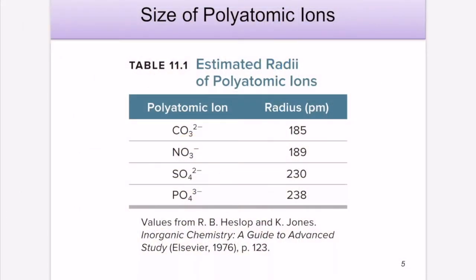This slide just shows you some sizes of polyatomic ions. So these polyatomic ions we will run into throughout the course of the term, not necessarily in this context, but in, for example, acid-base context. But this is just showing you the size differences between different polyatomic ions, starting from carbonate on top, nitrate is the next one, sulfate, and phosphate.